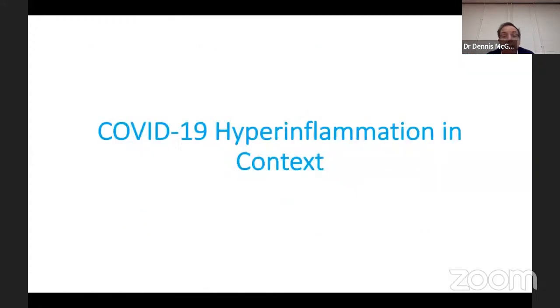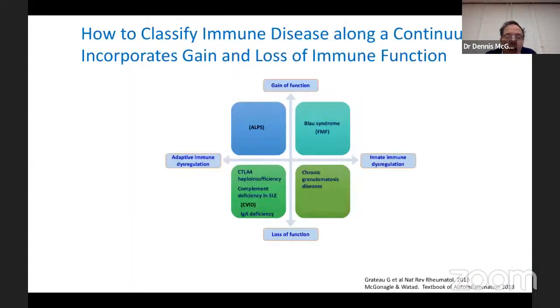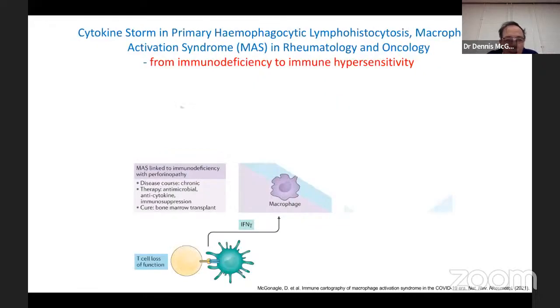So just putting the COVID-19 hyperinflammation in context, 15 years ago, Michael McDermott and myself devised this classification of inflammation against self, from innate immune to autoimmune, or autoinflammatory to autoimmune. And we and others, Grateau in France, have said you can actually put gain and loss of function, like immunodeficiency states with loss of function, and then states with gain of immune function like familial Mediterranean fever or TRAPS. You can also put these into this classification.